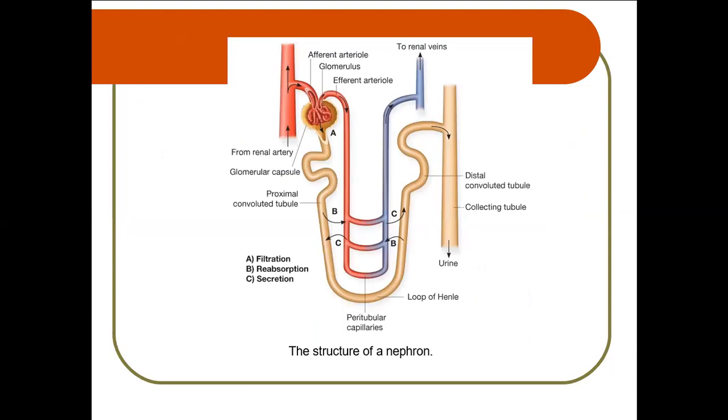We can see here the structure of the nephron again clearly. This is the glomerular capsule, afferent and efferent arterioles, glomerulus. These are the renal veins, renal arteries, proximal convoluted tubule, distal convoluted tubule, collecting tubule, and peritubular capillaries.